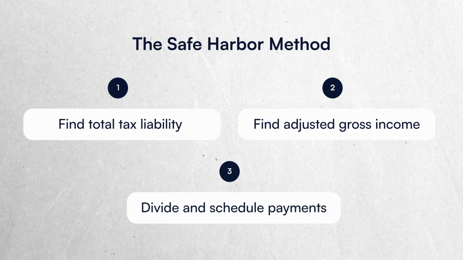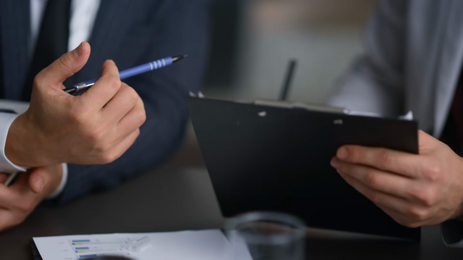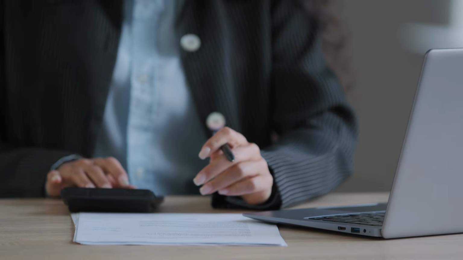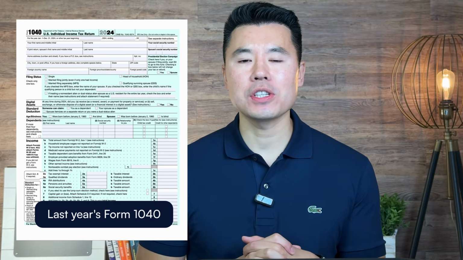Method number 1, the safe harbor method. This is the easiest method, so that's why I like to call it the set it and forget it approach. There's really 3 steps here, and this is for those of you who want to avoid penalties without doing complex calculations. You're going to need your prior year tax return, the Form 1040, to do this calculation. So if you don't have it in front of you, hit pause on this video and go grab it. Then we can walk through the 3 steps.